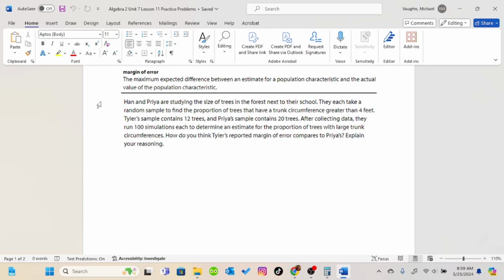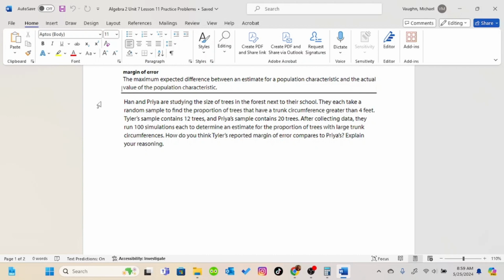Remember that the margin of error is the maximum expected difference between an estimate for a population characteristic and the actual value of the population characteristic. Your margin of error is 2 standard deviations above the mean to 2 standard deviations below the mean.